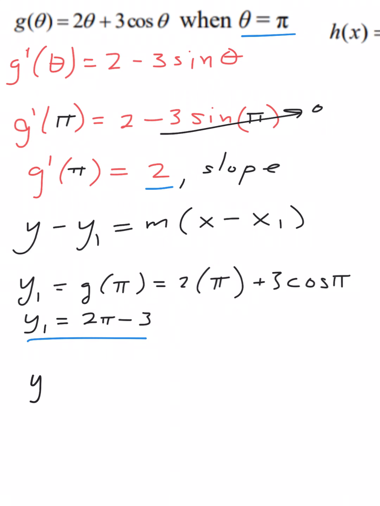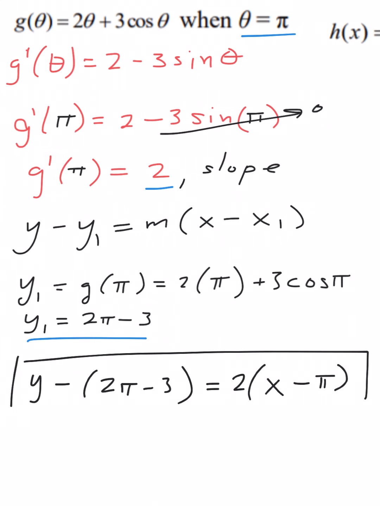So my line is y minus (2 pi minus 3) equal to 2 times (x minus pi). And that is my line right there. I don't have to go any further because the equation of a line can either be in intercept form or, in this case, point slope form.